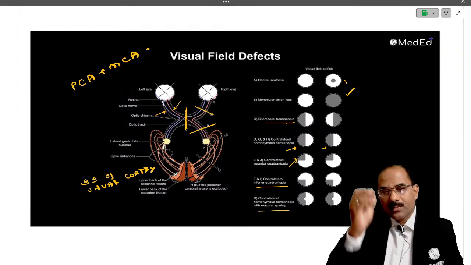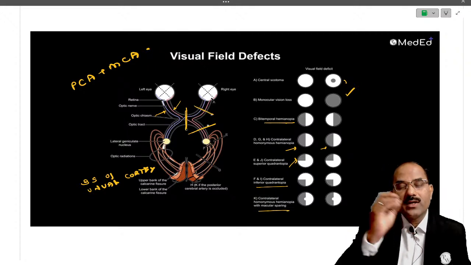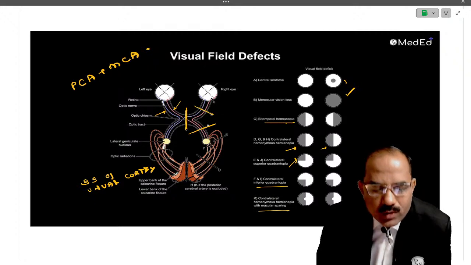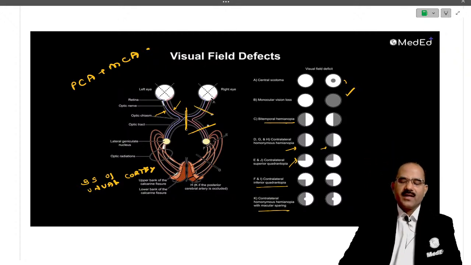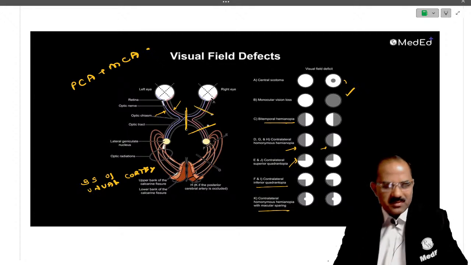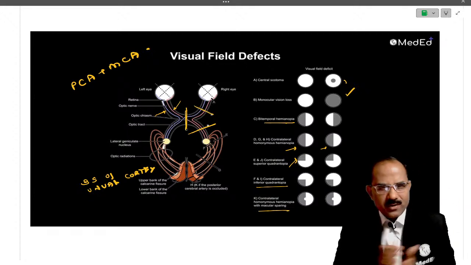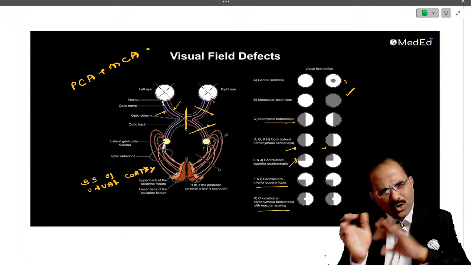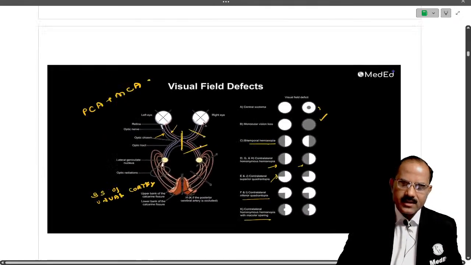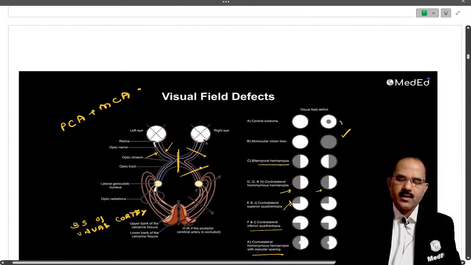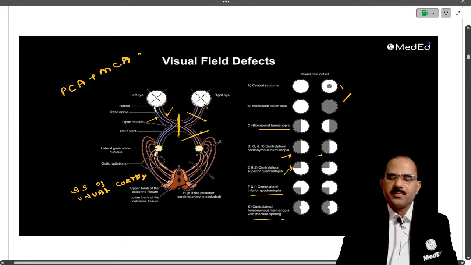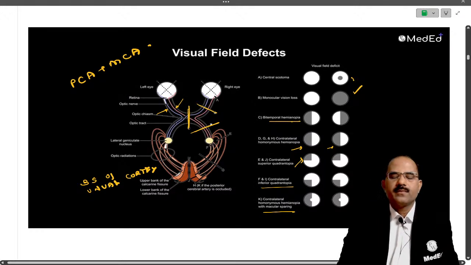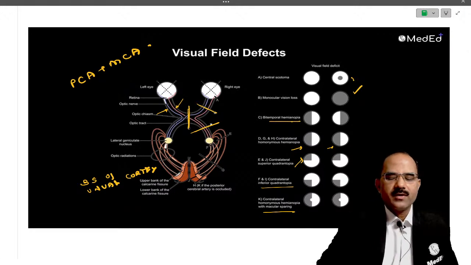Can anyone tell me what is the blood supply of the motor area? Come on, blood supply of the motor area. Any guesses? So we discussed the blood supply of the occipital lobe. Can anyone tell me what is the blood supply of the motor or sensory area? Motor or sensory, anything is fine. Any guesses? Come on.